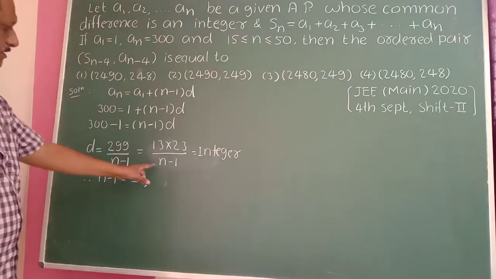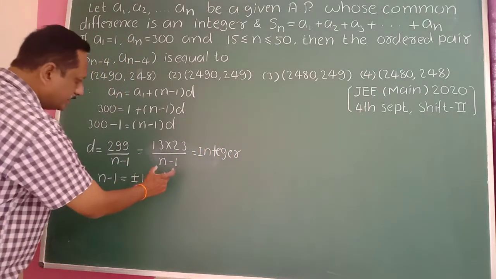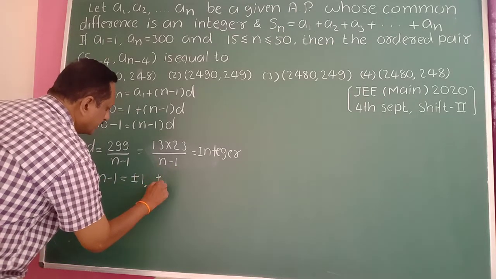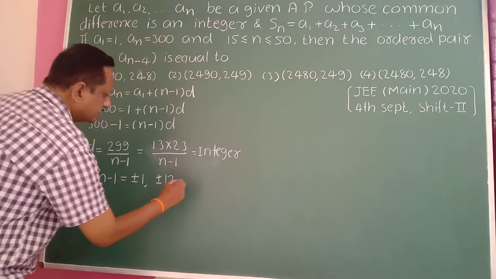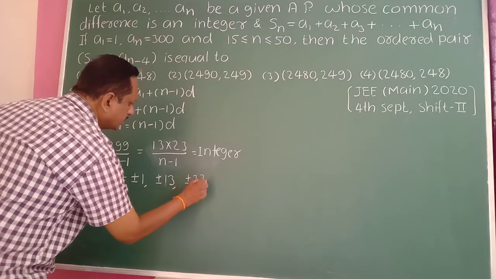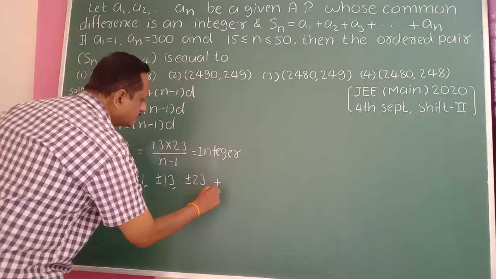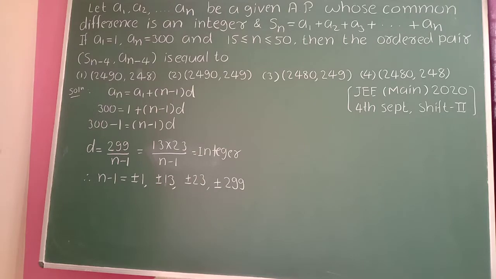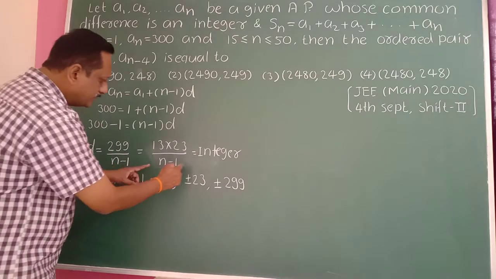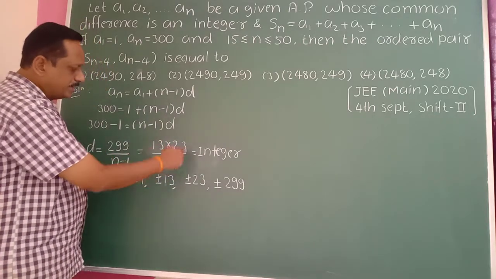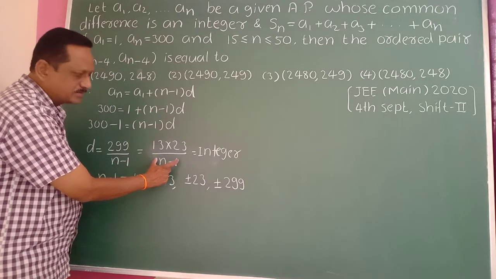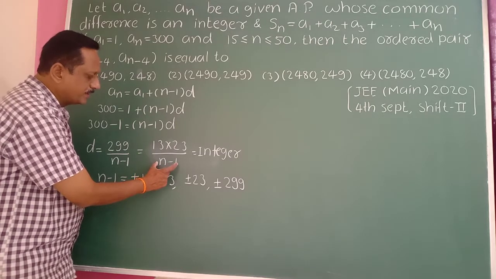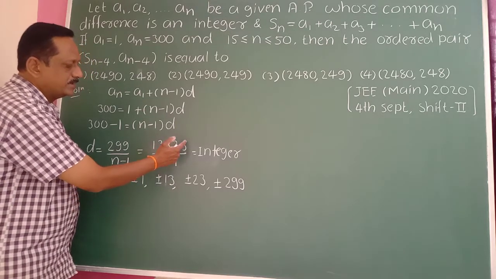Okay, here this is the integer. When it is possible, either it is plus 1 or minus 1, or plus or minus 13, or plus or minus 23, or plus or minus 299. Because here the complete term is an integer. If it is an integer, this must be plus 1 or minus 1. It gives 299. Suppose it is plus 13 or minus 13, then this is the remaining term.